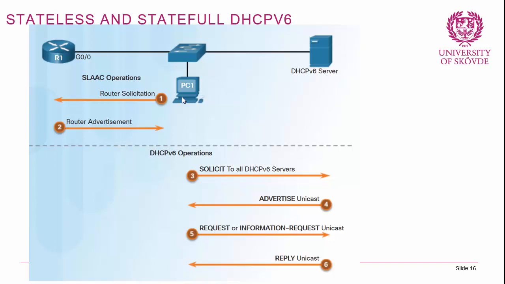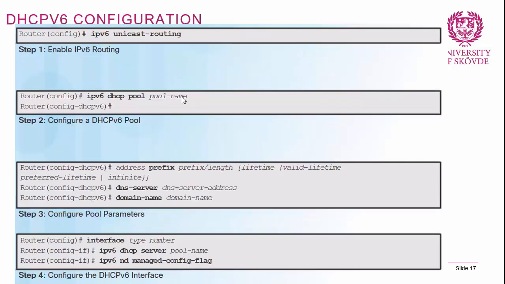If it's a full stateful DHCP server, it does the request, and if it's stateless, it does the information request unicast back to the server, and then it gets a reply saying, okay, good to go, use this server, or use this addressing. So how do we configure this?